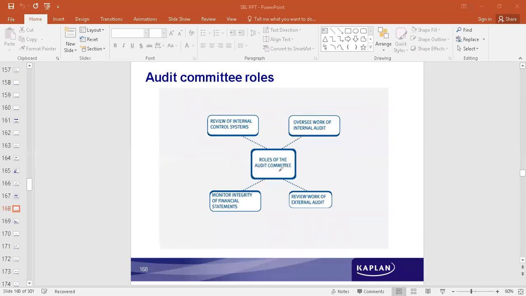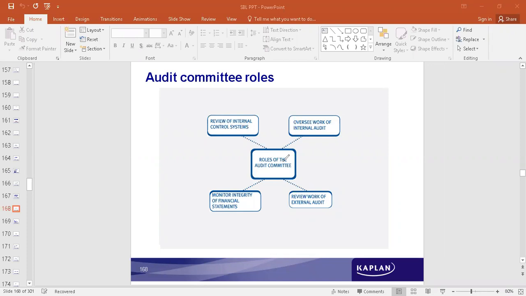The roles of the audit committee: review of the internal control system. I have already explained it 2-3 times. You know that the role of the audit function in the audit committee is to review and validate the efficiency and effectiveness of an internal control system. So they have to look into that. If it is not effective enough to identify this, then I think it has to be updated.